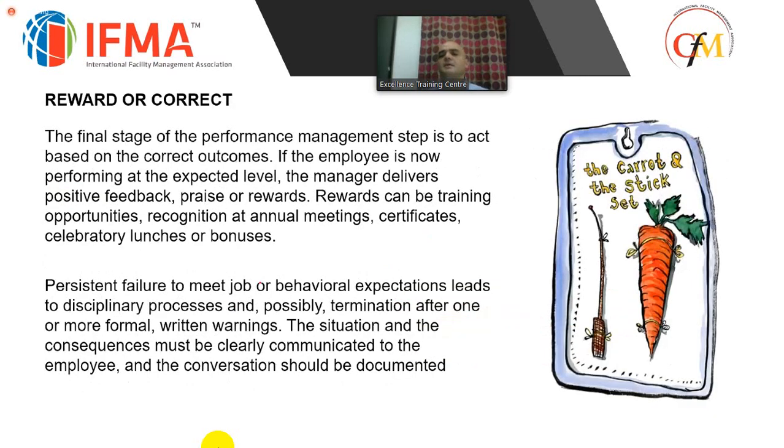Reward or correct. This is the carrot and the stick. It's always better to reward good performance, but sometimes you need to correct. You need to take disciplinary measures. The final stage of the performance management step is to act based on the outcomes. If the employee is now performing at the expected level, the manager delivers positive feedback. Rewards can be physical or intangible.